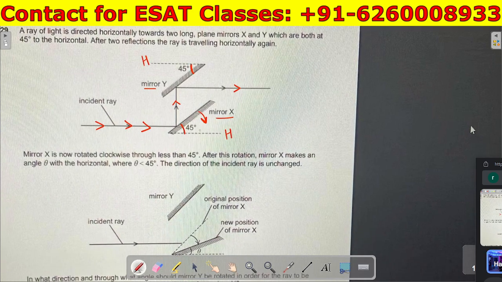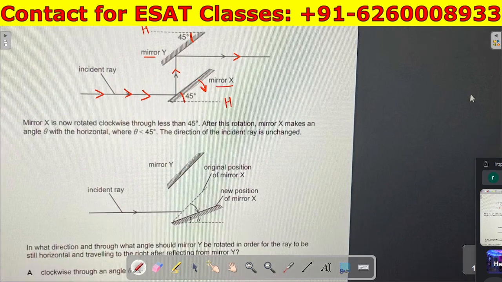But less than 45 degrees. So it means its final position will be in between the horizontal and the current position of the mirror. After this rotation, mirror X makes an angle of theta. So see here, we have this angle theta, after the rotation from the horizontal. So can we find how much it has rotated?